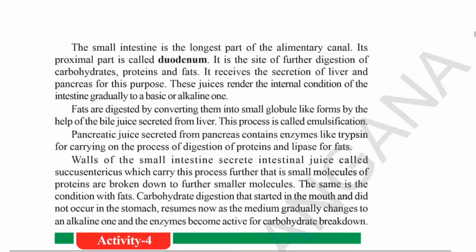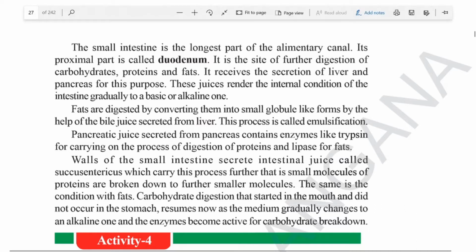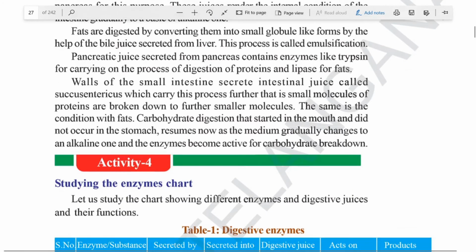Fats are digested by converting them into small globule-like forms with the help of bile juice. Inside the liver we have a bile duct, which produces bile juice, which is secreted from the liver. The process is called emulsification. So the breakage of fats into smaller globules is called emulsification. Pancreatic juice contains pancreatic enzymes called trypsin for the digestion of proteins and lipase for fats. And the liver produces bile juice for the digestion of fat.